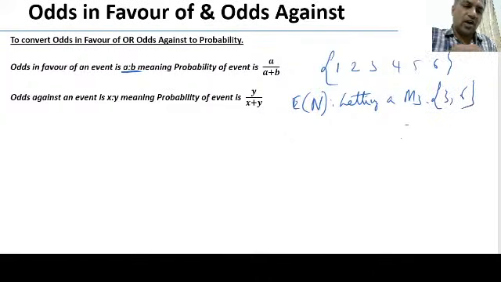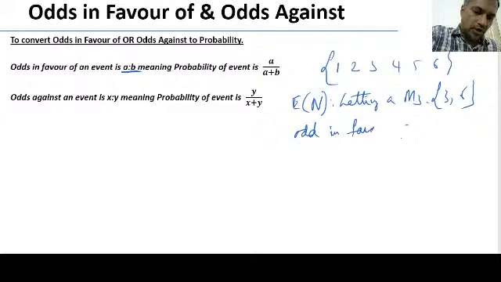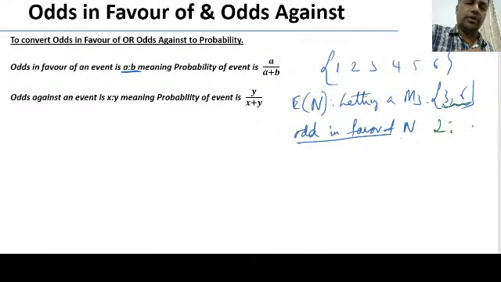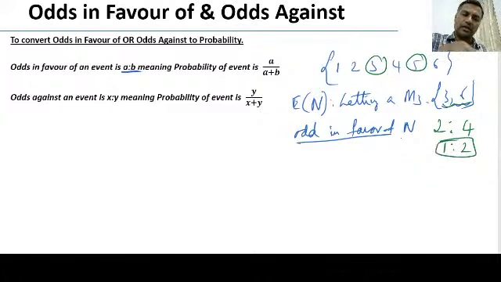So what are the odds in favor of N? If I use the phrase odds in favor, I should write the favorable outcomes first. How many outcomes are in favor? 2 outcomes are in favor, because 3 and 6 are in favor. How many are not in favor? The remaining 4 are not in favor. So I will write this as 1 is to 2. That's the meaning of odds in favor.